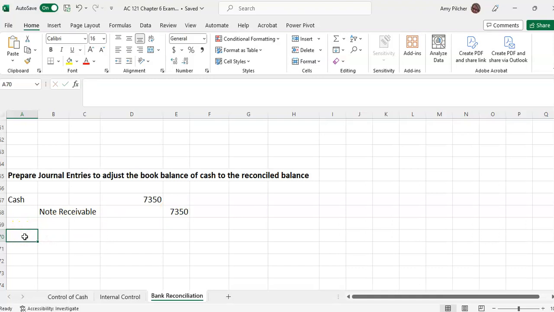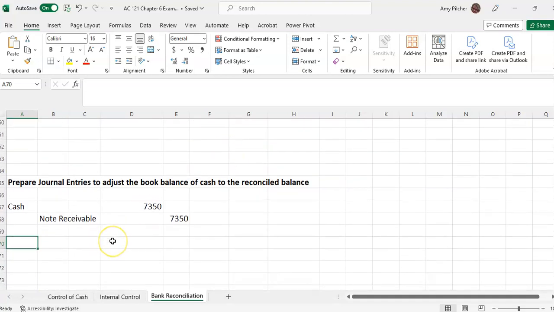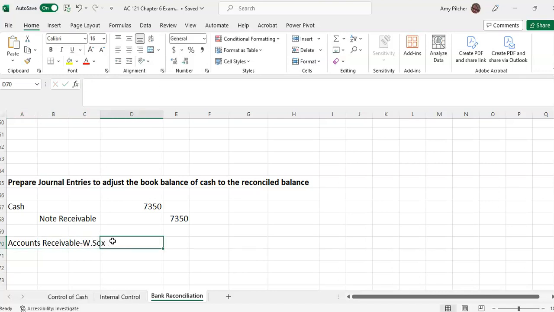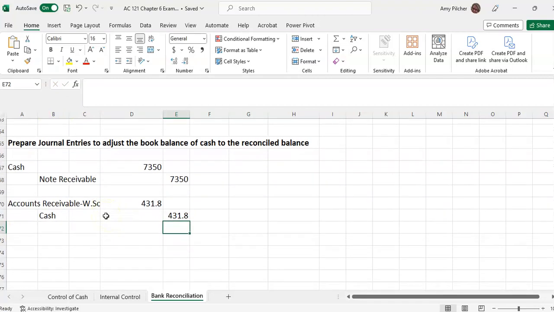The next adjustment we need to make is for the non-sufficient funds check. We need to put that back into our accounts receivable because it was a payment from this customer, W. Sox's payment. And then we need to credit cash because what we did was record that he had paid that amount and it got returned for non-sufficient funds.